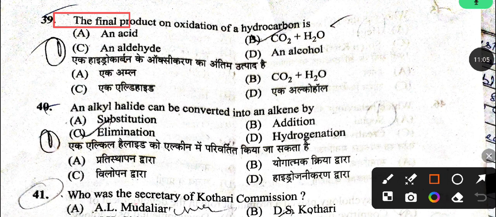Next, now we are moving to the psychology and child pedagogy part. So question 1, who was the secretary of the Kothari commission? So it was JP Naik, he was the secretary, whereas I think Kothari was the chairperson of this commission.